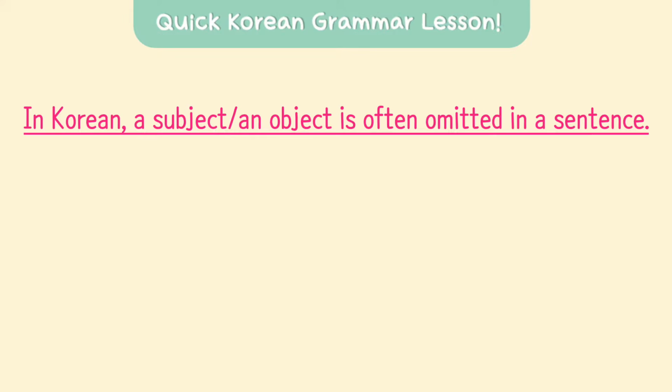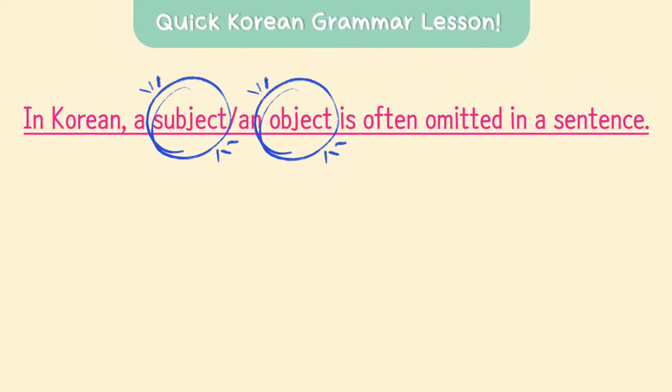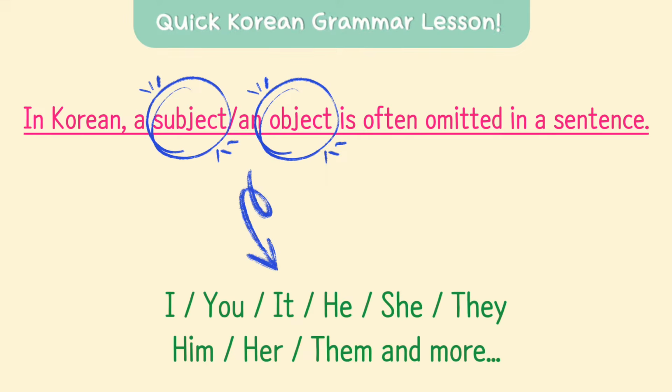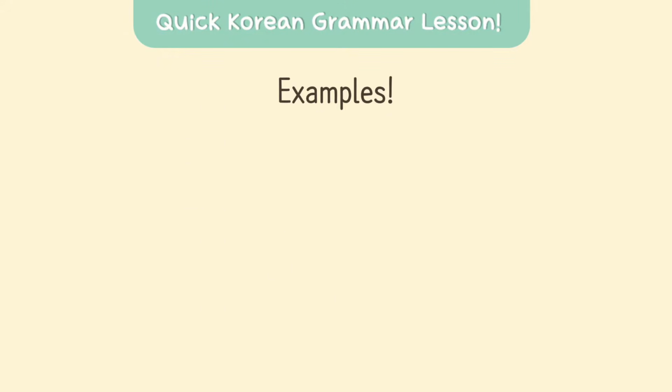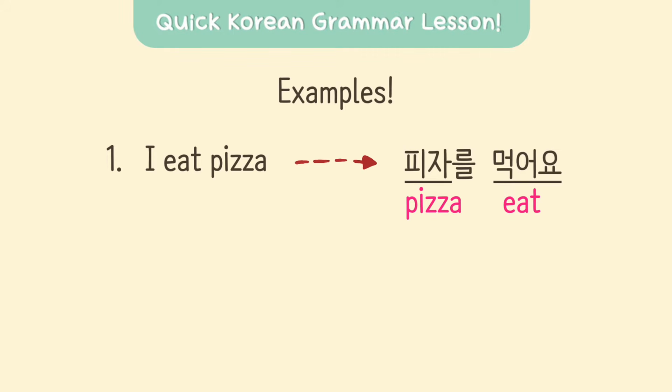Quick Korean grammar lesson. In Korean, a subject or an object is often omitted in a sentence. So subject and objects are words like I, you, it, he, she, they, him, her, or them. And these words are oftentimes omitted in a Korean sentence. Here are some examples. The first sentence is I eat pizza. In Korean, it's 피자를 먹어요. 피자 is pizza, 를 is a particle, and 먹어요 is eat. So here you can see that subject I is omitted.